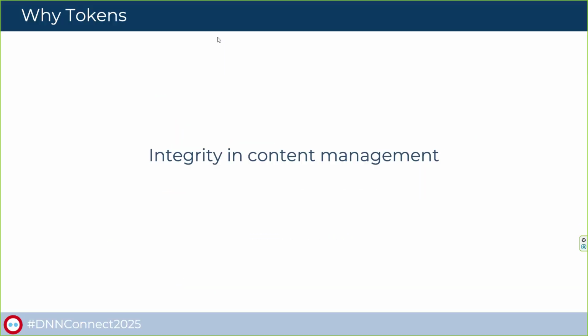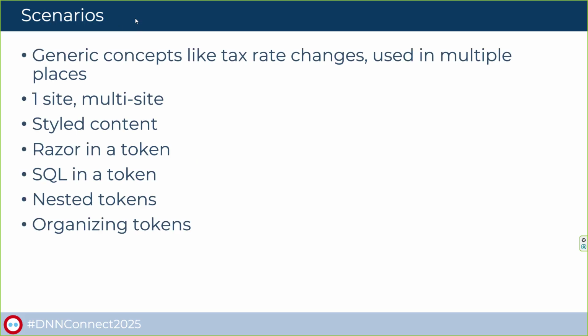So first of all, let's start with why we do want tokens. Well, it's all about integrity in content management. If there is one word or phrase or value that is being used in one or more portals in your DNN instance, then you want to make sure that when the value or the words are changing or the definition is changing, you want it to be changed everywhere. And this is where DNN Tokens comes in.